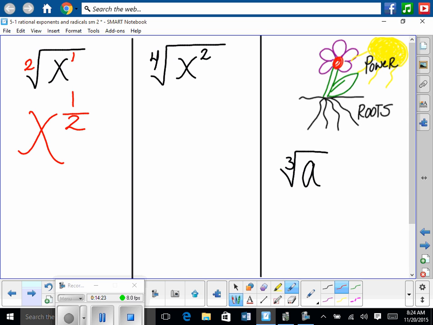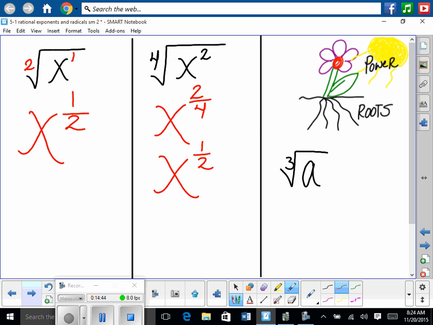Okay, we're almost there. Guys, stay with me here. So we have the 4th root of x to the 2nd power. So we have x to the 2 over 4, right? Roots are on bottom. Now does 2 over 4 simplify? X to the 1/2 power. So those are equal. Very good.